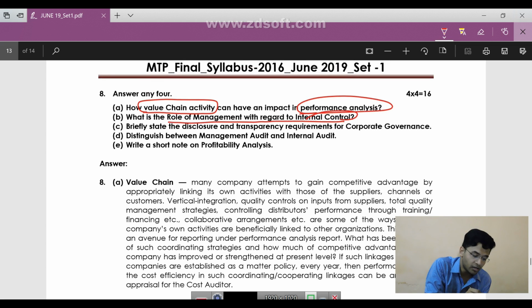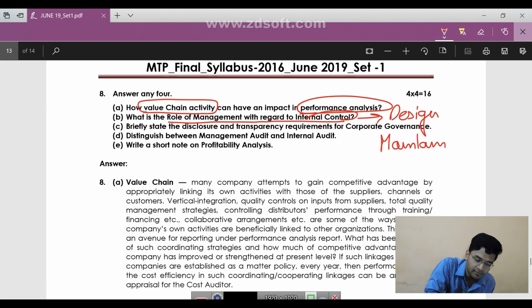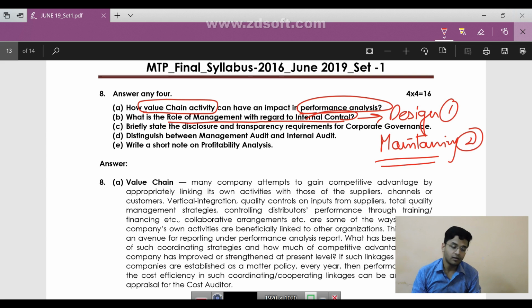Role of management with regard to internal control, guys. Management is responsible for designing and maintaining the internal control. These are the two things which management has to do for internal control. So you have to write designing and maintaining of internal controls. Of course, it's a 4 marks question, so you have to write more.